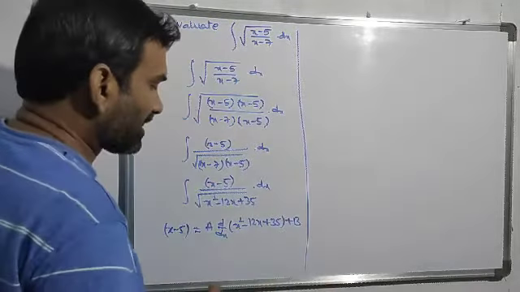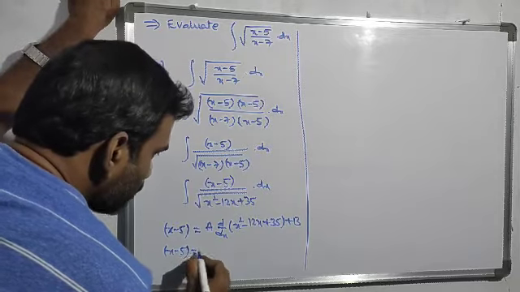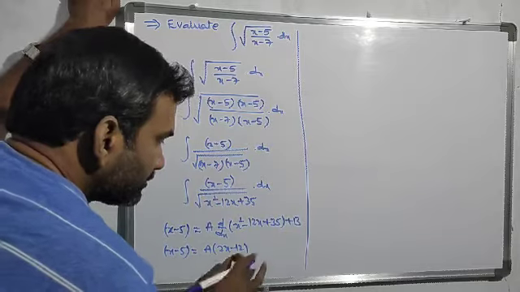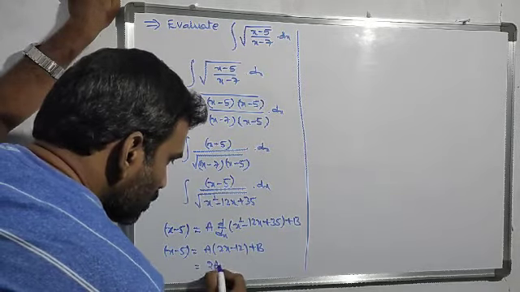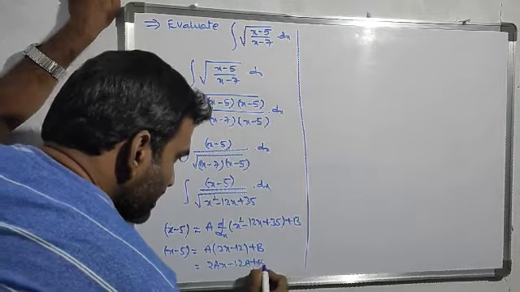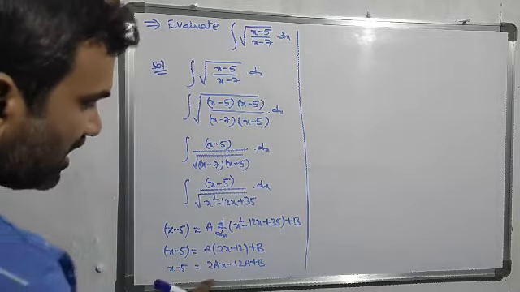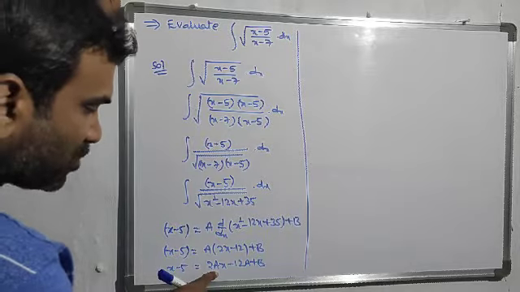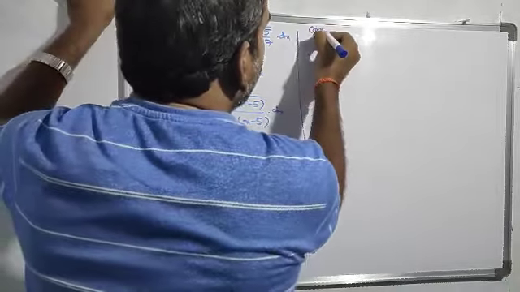This is our working rule. So x minus 5 equals capital A into 2x minus 12 plus B. That means 2Ax minus 12A plus B equals x minus 5. Compare the coefficients. Here, what is the x coefficient on our right hand side? 2A. Here, the x coefficient is 1.